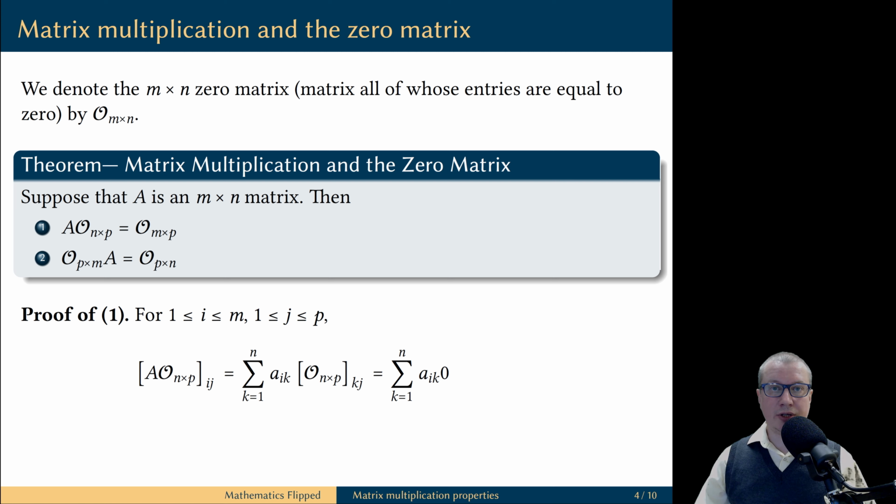But every entry of the zero matrix is equal to the zero number, and of course when you multiply any numbers by zeros, you'll just get zeros. You add up a bunch of zeros, you still get a 0, and 0 is the entry in position ij of the zero matrix. This tells you that the two matrices have identical entries and therefore they're equal.